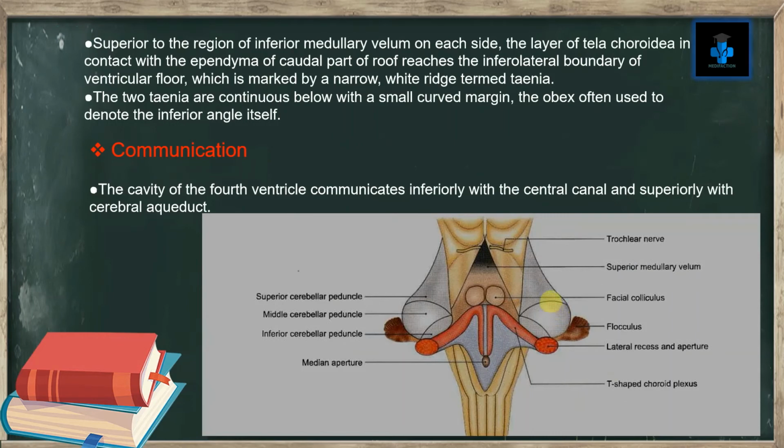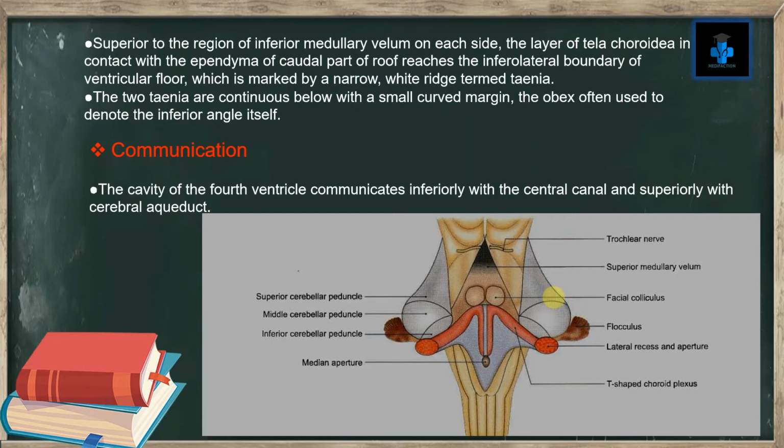Superior to the region of inferior medullary velum on each side, the layer of tela choroidea in contact with the ependyma of caudal part of the roof reaches the inferolateral boundary of the ventricular floor, which is marked by a narrow white ridge termed taenia. The two taeniae continue below with a small curved margin, the obex, often used to denote the inferior angle itself.